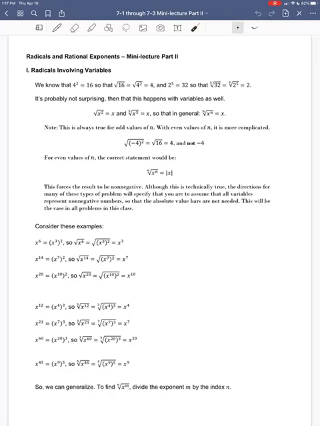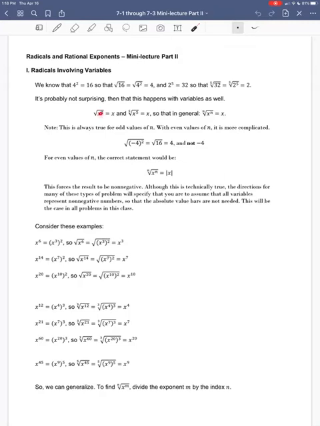In the same way, 2 to the 5th is 32. So the 5th root of 32, remember that an index of 5 means I need something that I multiply 5 times to get 32. Of course, the way we set this up, we know it's 2. 2 times 2 times 2 times 2 times 2 is 32. And the 5th power and the 5th root sort of cancel out and I just get 2. It's probably not surprising then that this happens with variables.